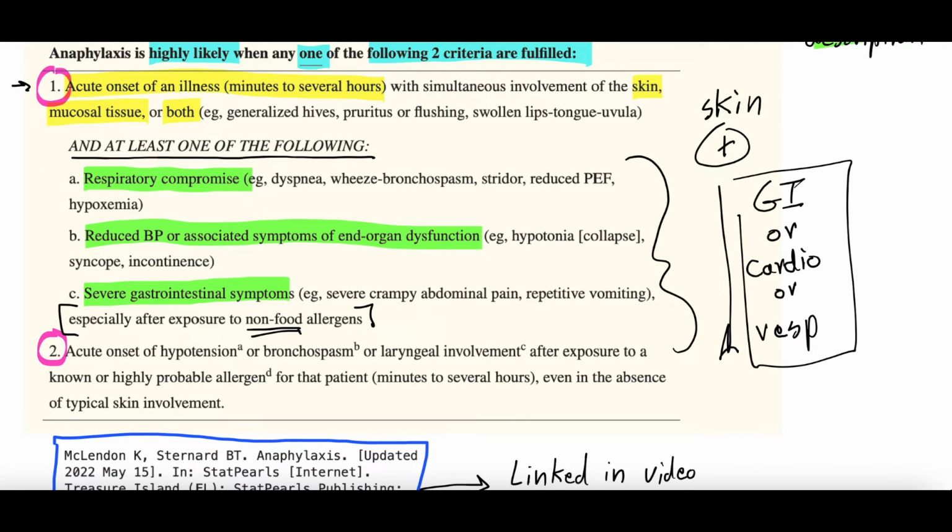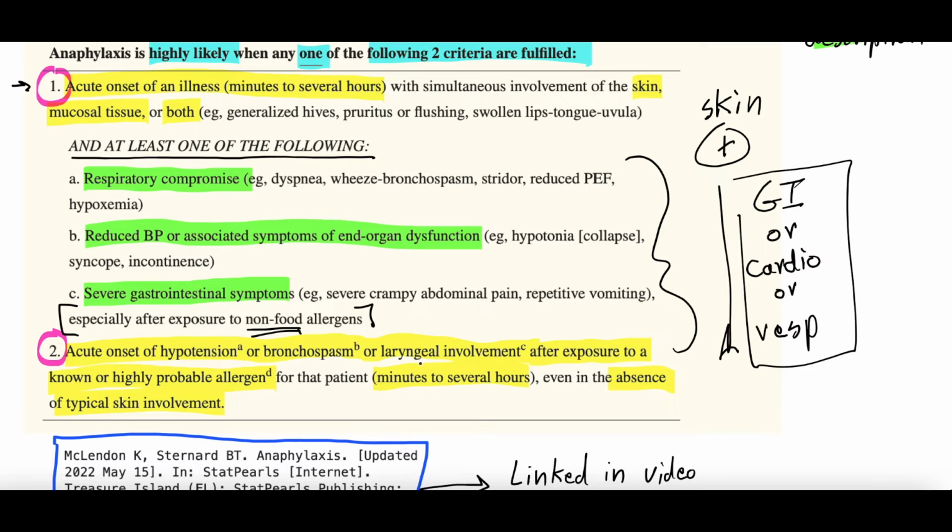And 2 is that you had the acute onset of hypotension, which is low blood pressure, or bronchospasm, which is that bronchoconstriction and wheezing in the lungs, or laryngeal involvement, which is throat involvement, after exposure to a known or highly probable allergen within minutes to several hours, even if you don't have any skin involvement.